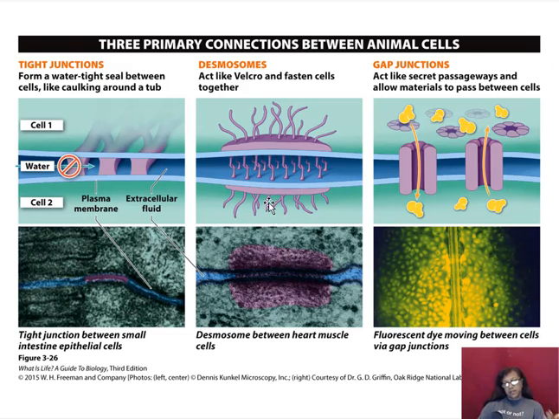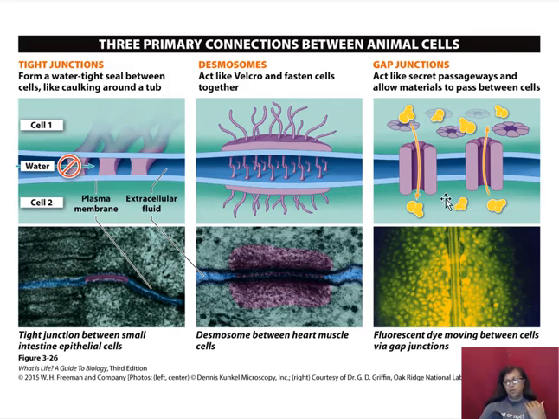But then we also have what's called desmosomes. And desmosomes kind of act like the Velcro fastener that you're used to, where you just pull them apart. These are connections that we have between, say, heart muscle cells, these little Velcro type connections. And they're keeping the cells together.